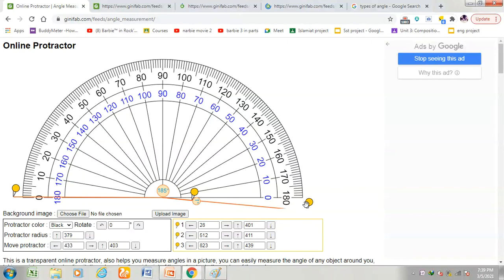Let's see. For example, there is a straight angle. It's a type of full rotation angle.